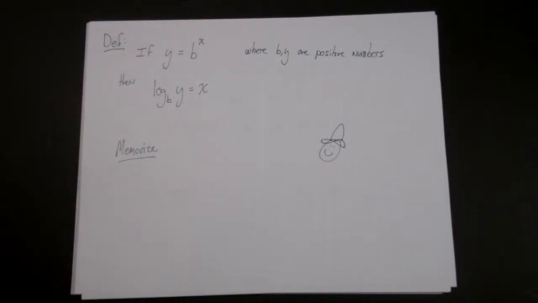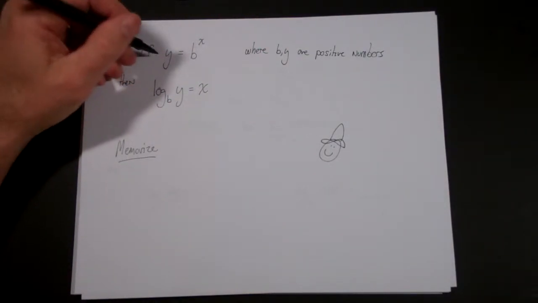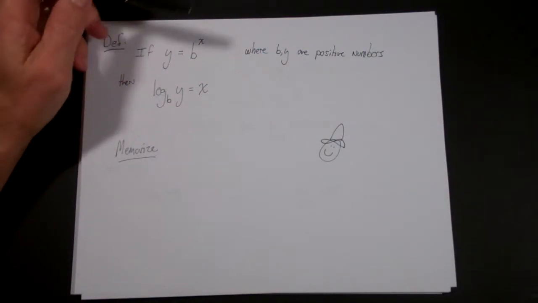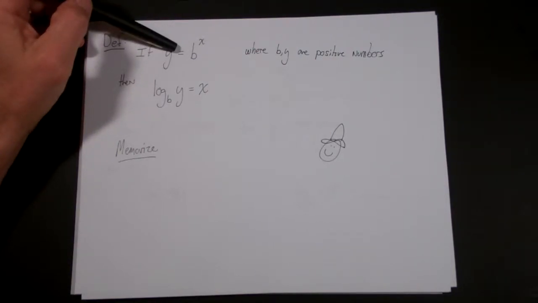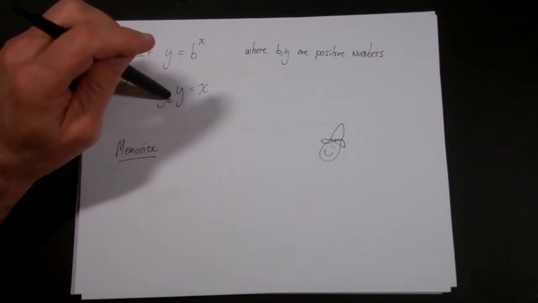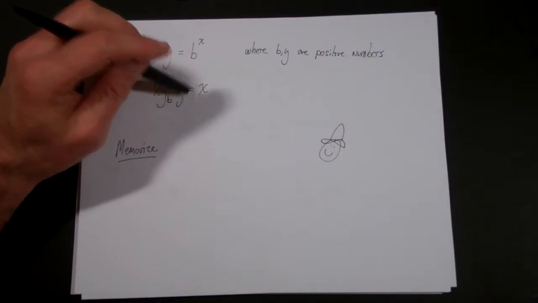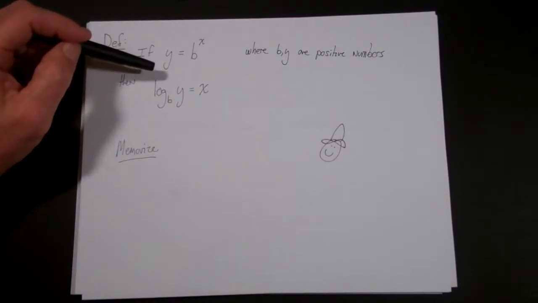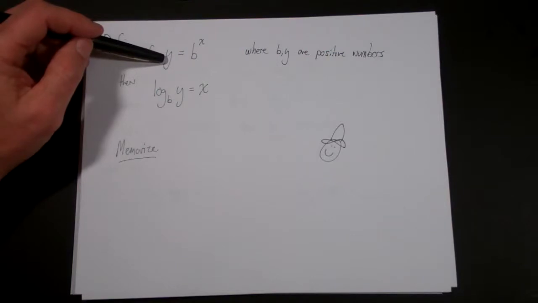And here's the definition of a log. We say that if y is equal to b to the x, see this is an exponential function, where b and y are positive numbers, then the bth log of y is equal to x. So a log is simply the opposite of an exponential function.